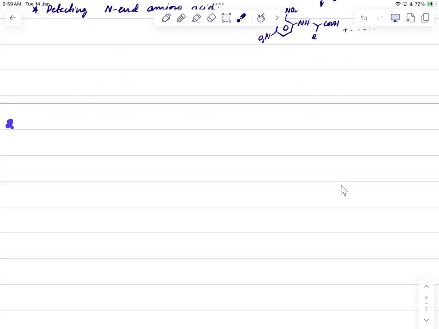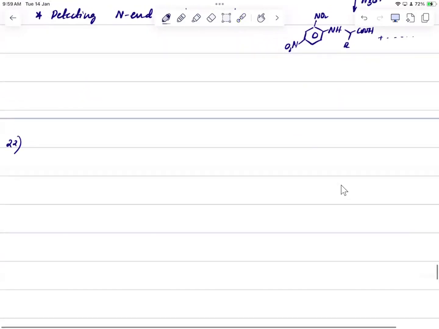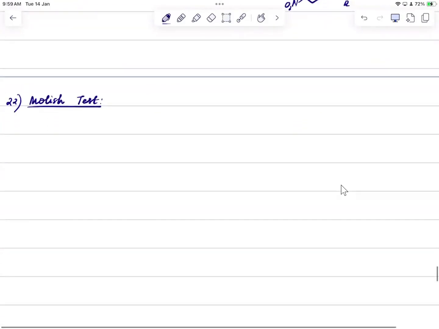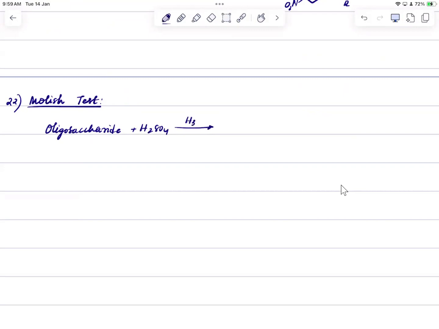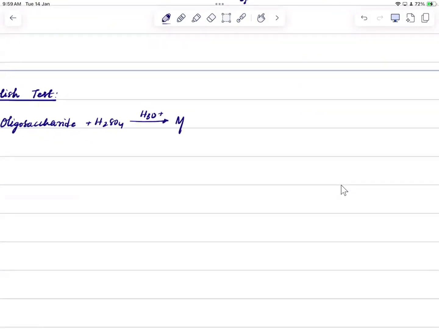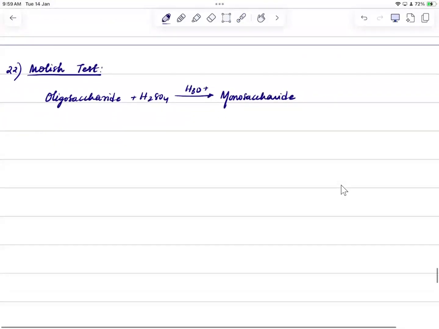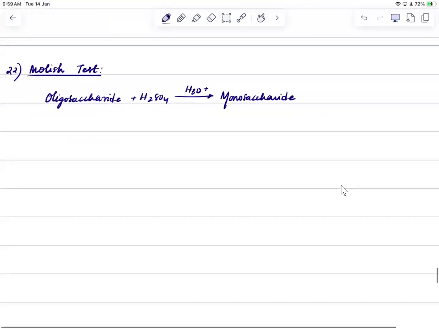Next, 22. Now you will see this is a test for carbohydrates. Okay. So first one is the Molisch test. Molisch test is mainly for any oligosaccharide, okay, plus H2SO4, and then on hydrolysis you'll get this as a monosaccharide, and this monosaccharide will be converting into a compound called furfural.